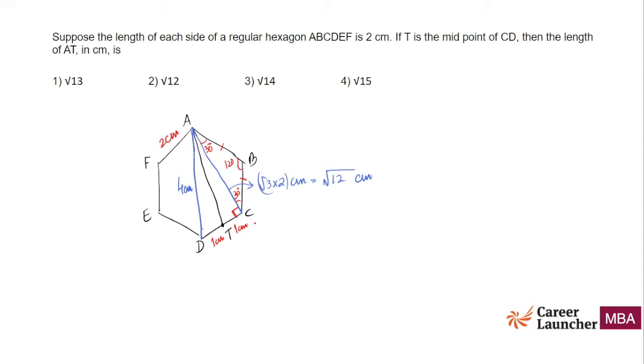Well, we can figure out the length of AT. So this 4 was actually not required. So this is a right angle triangle ATC, in which the two sides are 1 and root 12, and we need to figure out the hypotenuse. So hypotenuse will be given as under root 12 whole square plus 1 whole square. So under root 12 plus 1, so under root 13.